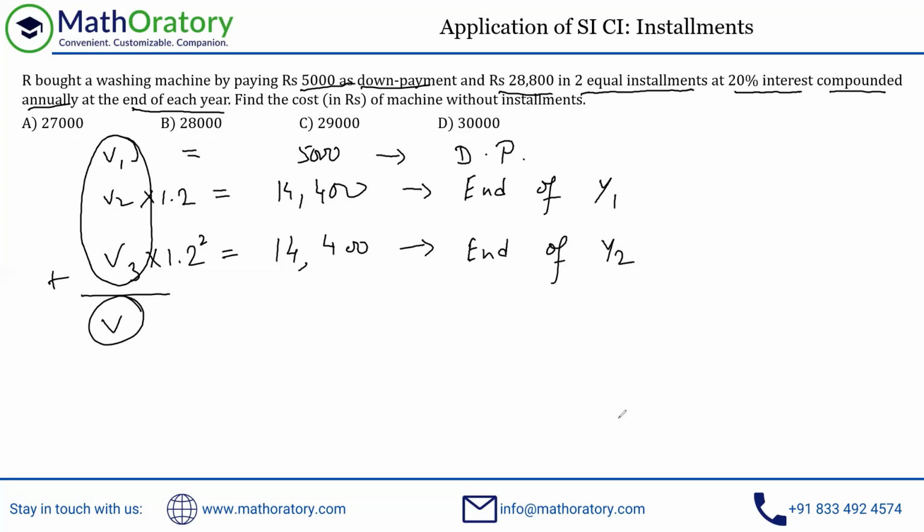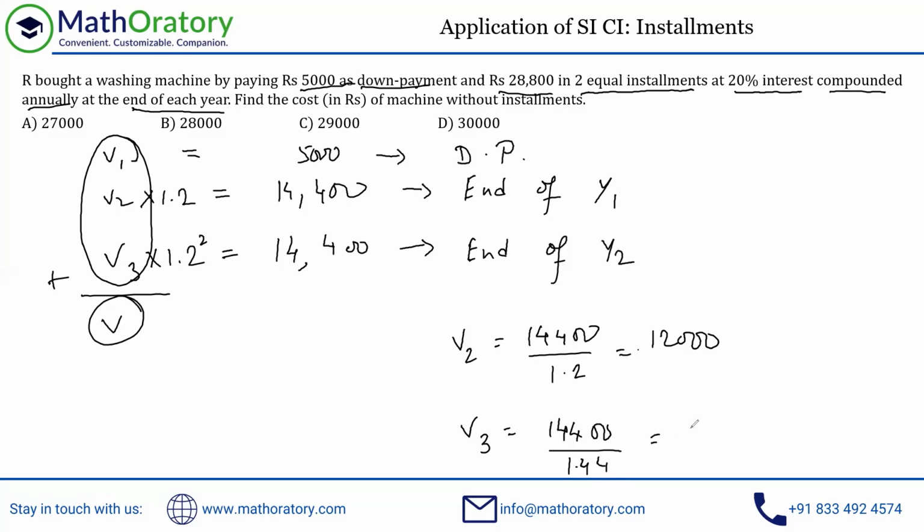V1 is known to us. V2 is equal to 14,400 divided by 1.2, which will come out to be 12,000. And V3 is basically this entire thing divided by 1.2 squared. I hope you are aware of that. It is 1.44. 12 squared is 144. So just divide, there'll be 10,000. That will give us the answer.